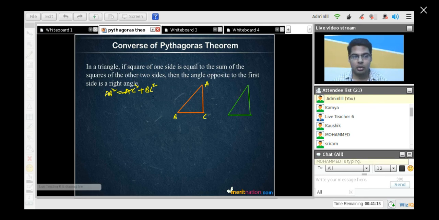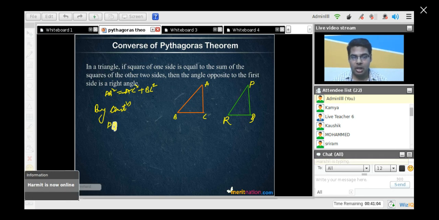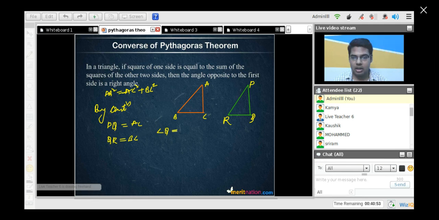Fine? So let's just first of all write it down. Here let us say this is PQR. So basically here, by construction, all of you just try to listen up. By construction, we have to draw a triangle in which PQ is equal to AC, in which QR is equal to BC. Fine? And angle Q is equal to 90 degrees.